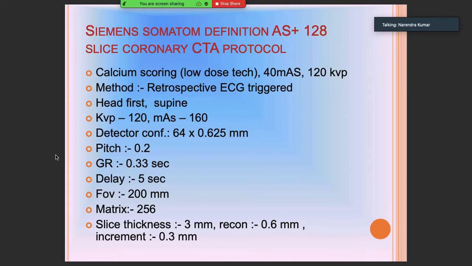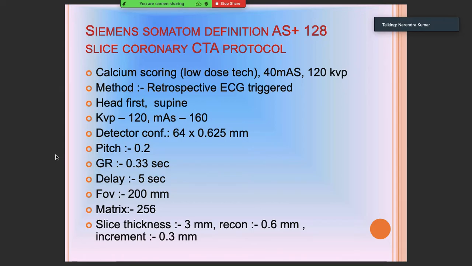And it needs to be seen even before the patient is being transferred, whether there has been a good quality scan or not. So there are different machines which try to have slightly different protocols as well. This is an example of the Siemens Somatom Definition protocol. As you can see, there are very specific figures.